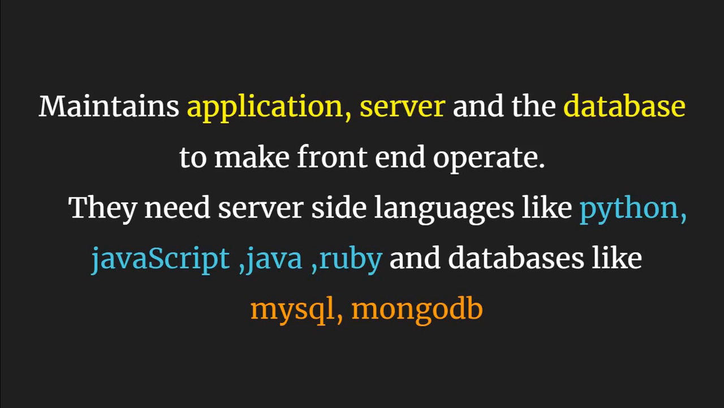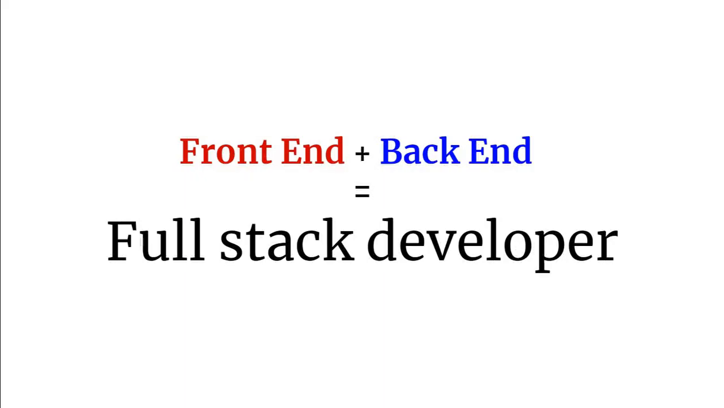So all these things are processed in the application layer as well as the database layer. Both together are called the backend. Now front end plus backend is equal to full stack developer. Now what does this mean? If you know only front end, then you will be called a front-end developer. If you know backend, you will be called a backend developer.